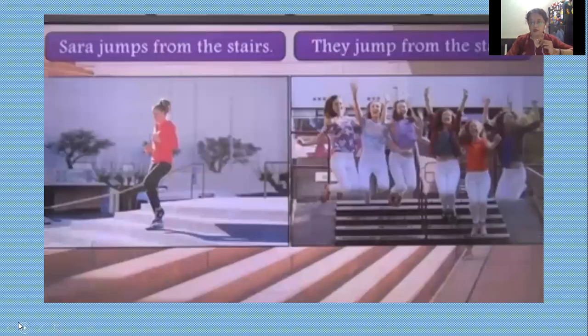You can see two pictures here. In the first picture, Sarah jumps from the stairs. In the next picture, they jump from the stairs. What did you notice here? There are two subjects, Sarah and a pronoun, they. One verb is jumps and another is jump. Let's figure it out.